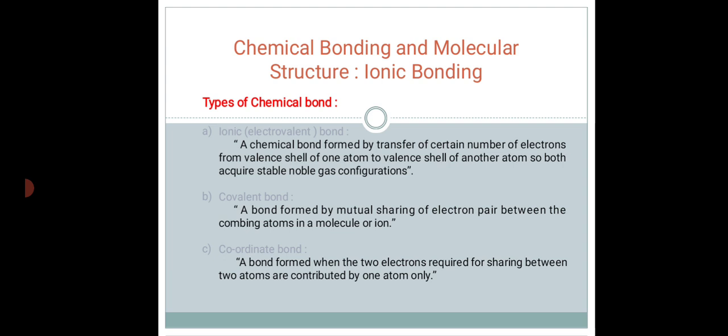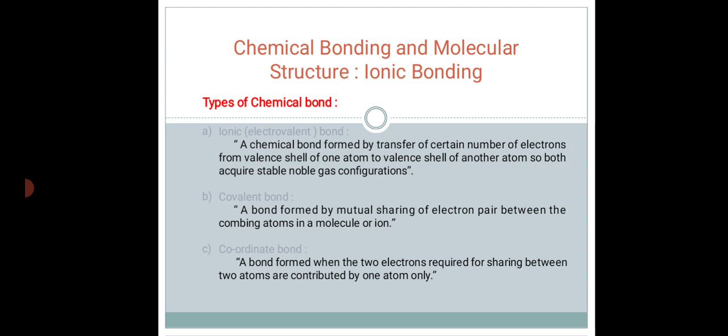Next point is types of chemical bond. They are classified into the following categories. First is ionic bond, also called an electrovalent bond. It is defined as a chemical bond formed by transfer of a certain number of electrons from the valence shell of one atom to the valence shell of another atom, so both acquire a stable noble gas configuration. It is called ionic bond.